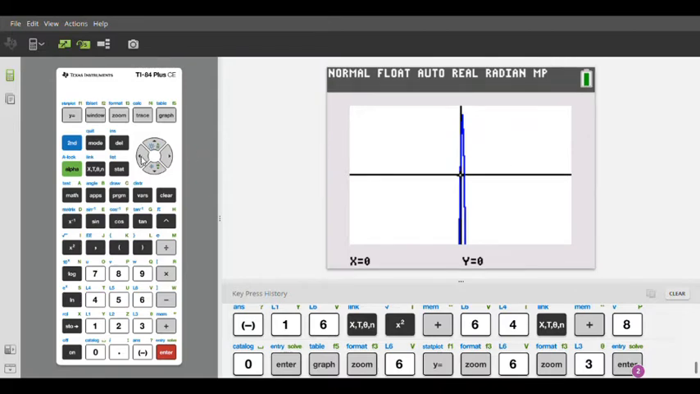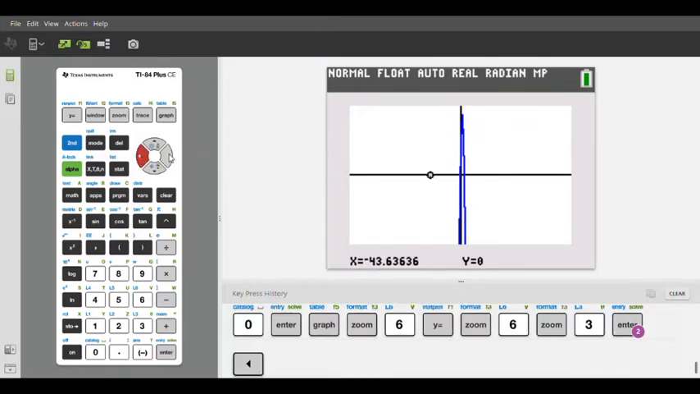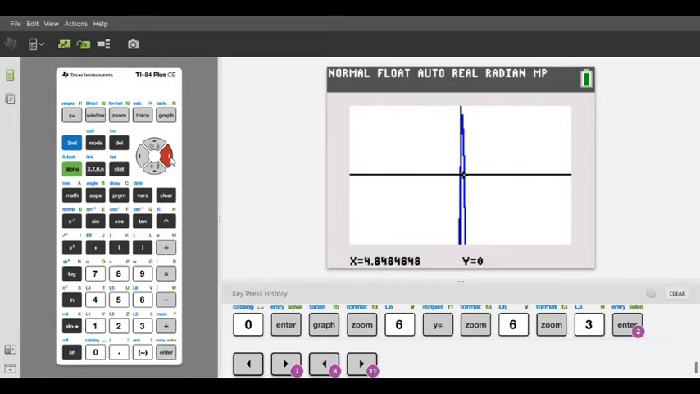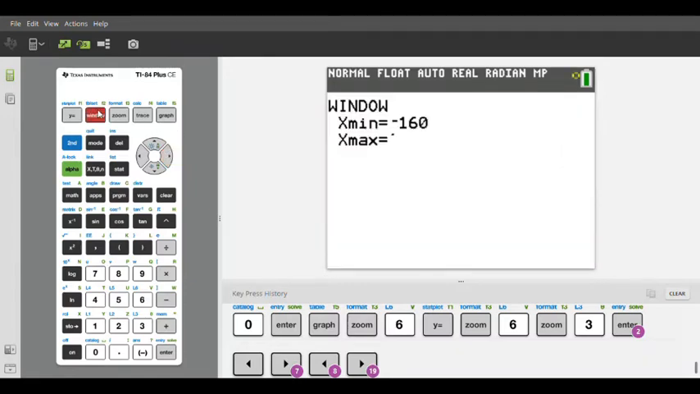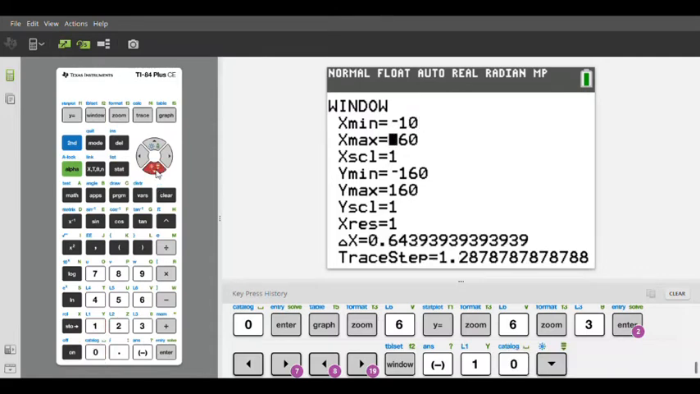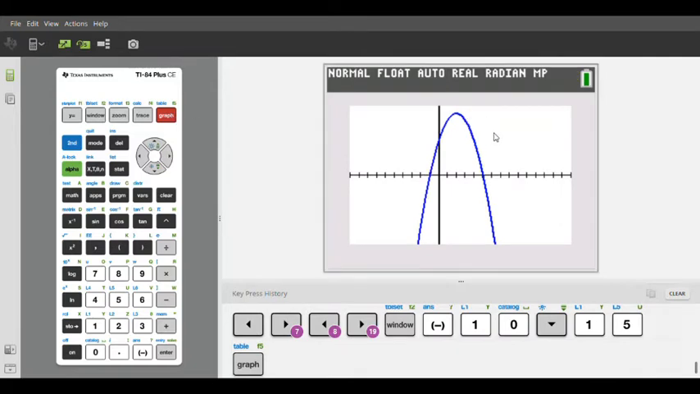Okay, so if I want to adjust it and make it look better, something that's really easy to do is just take your cursor. You can see here that if I move to the left, negative 10 would probably be a good bound here. If I move to the right, a little bit past this, looks like 15 would be a good bound there. So let's change our window up a little bit. We'll go from negative 10 to 15. And we'll graph it. And that looks a whole lot better.